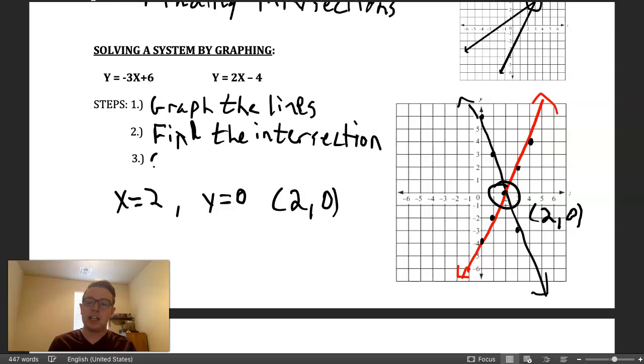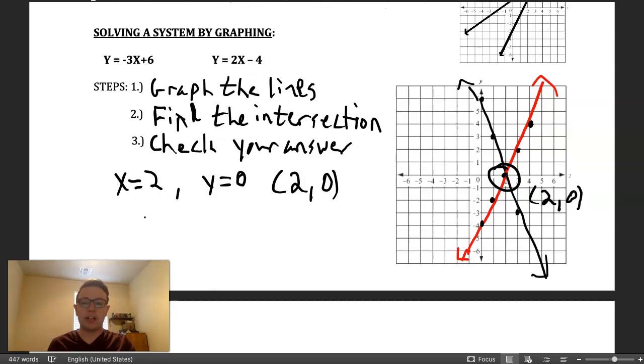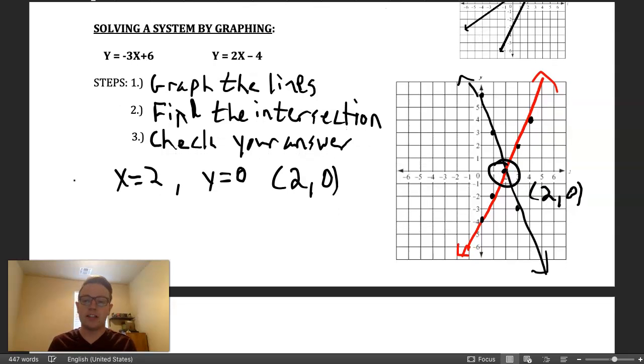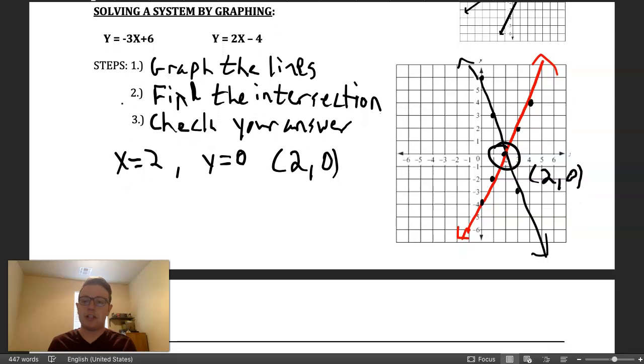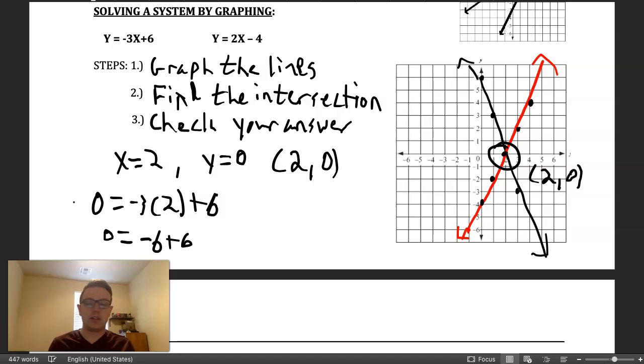Step 3 is going to be check your answer. How do we check? Well, we substitute both points in for both equations. So we're going to start off with this first equation by substituting in 2 for x and 0 for y. 0 will be equal to negative 3 times 2 plus 6, or 0 is equal to minus 6 plus 6. These two sides are true, meaning that this is a solution for the first equation.